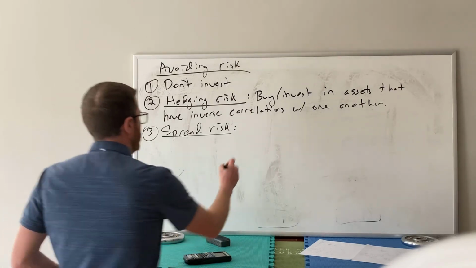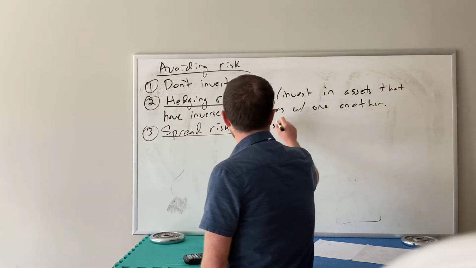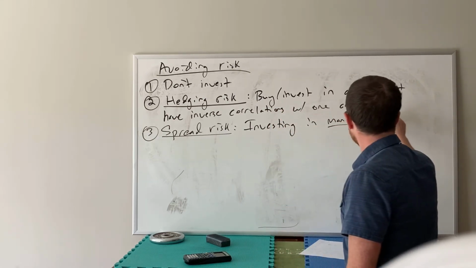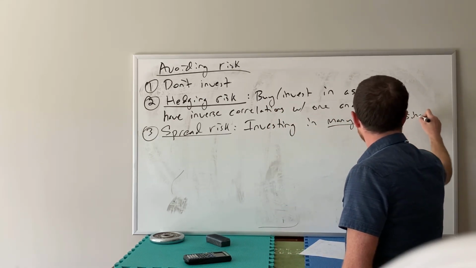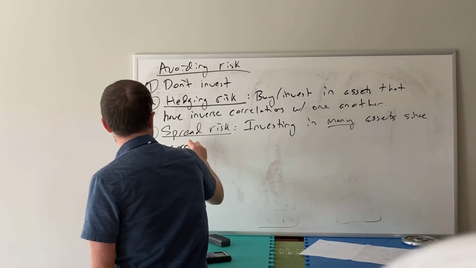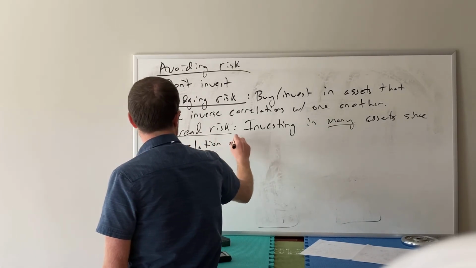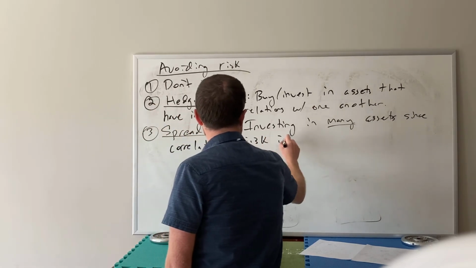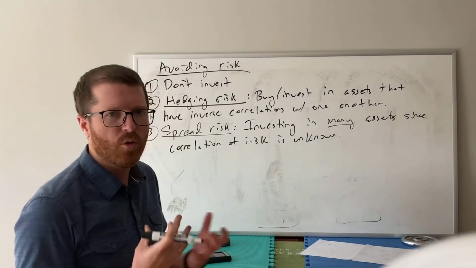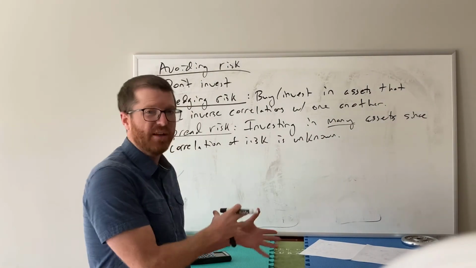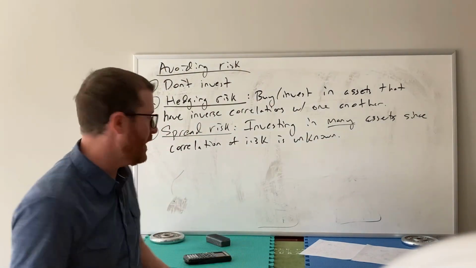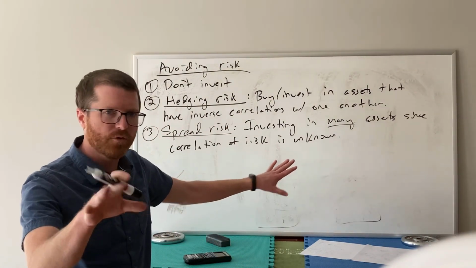So spreading risk is basically investing in many assets, since the correlation of risk is unknown. In other words, we don't really know how different stocks are correlated with each other in the future. We can only look and see what's happened in the past. Okay, so to give you an example of what this looks like, this is actually what you're going to do with your investing, most likely.